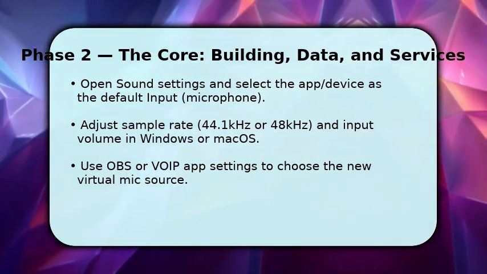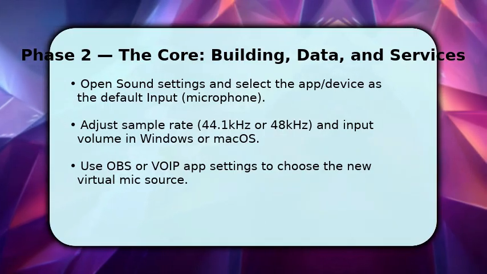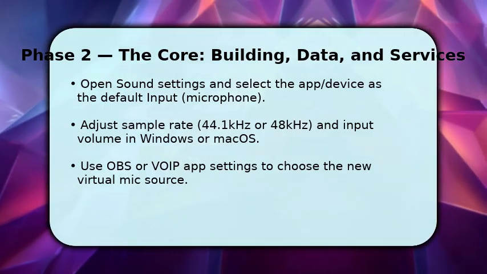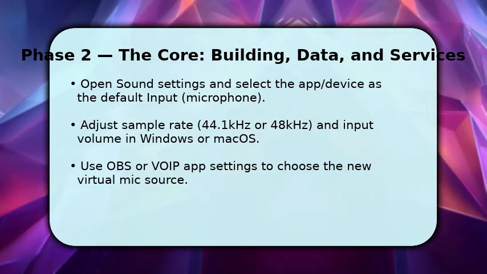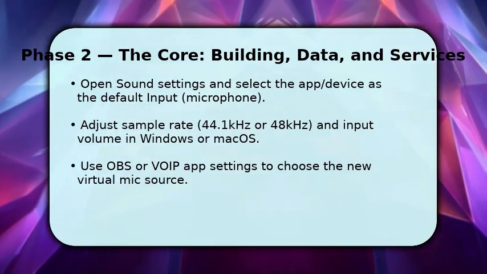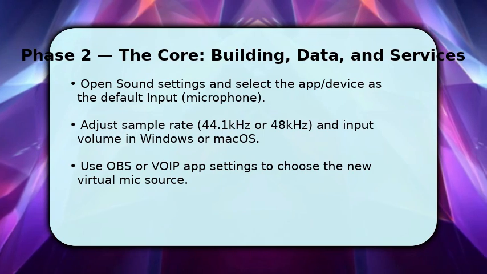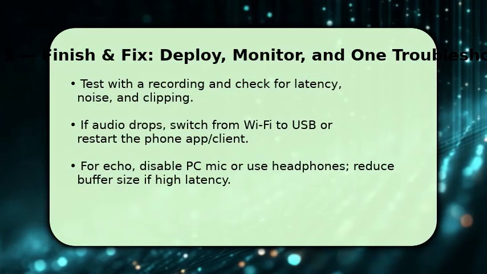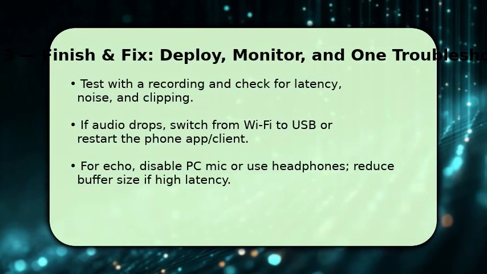Make sure apps like OBS or Zoom select that same input in their audio settings. If you need monitoring, enable audio monitoring in your recorder so you hear the feed and can make small level adjustments. You're almost done. Run a quick test recording and speak at normal volume.